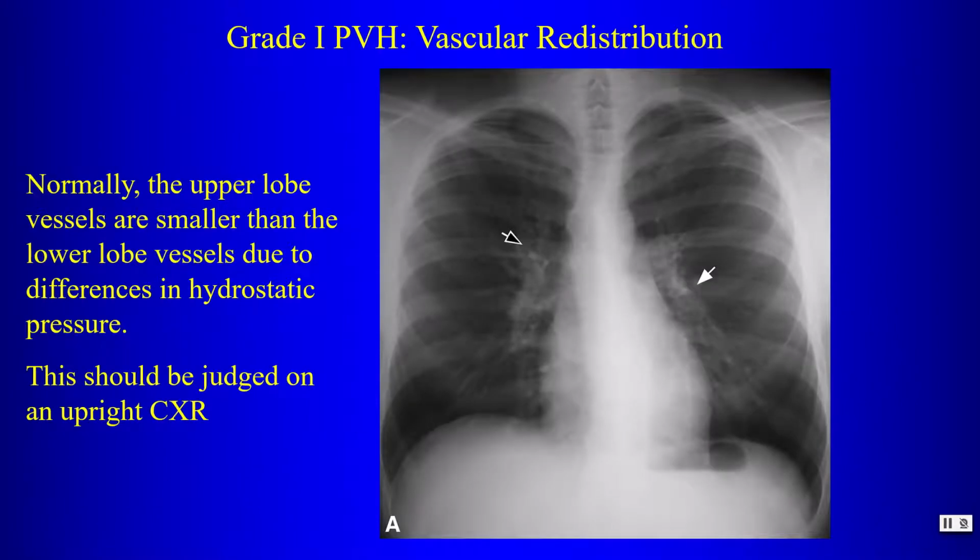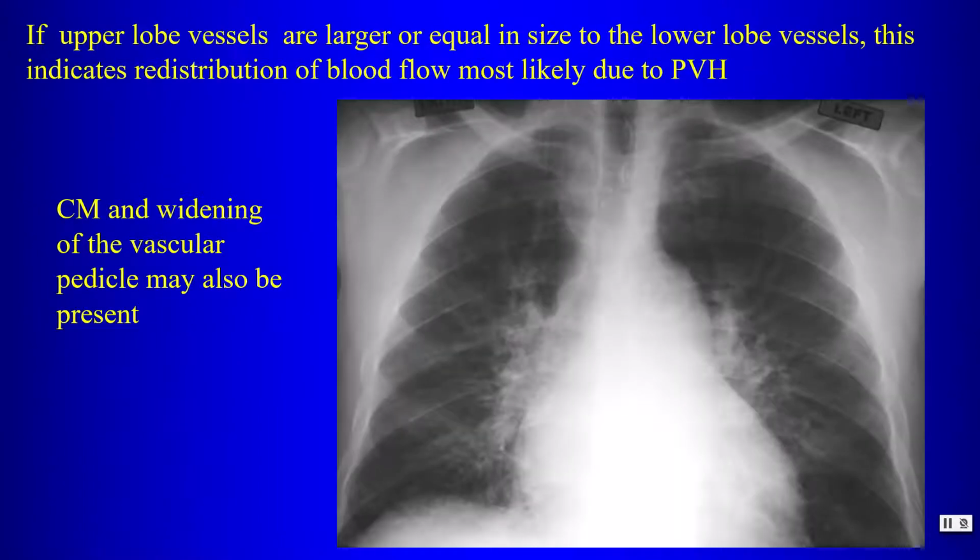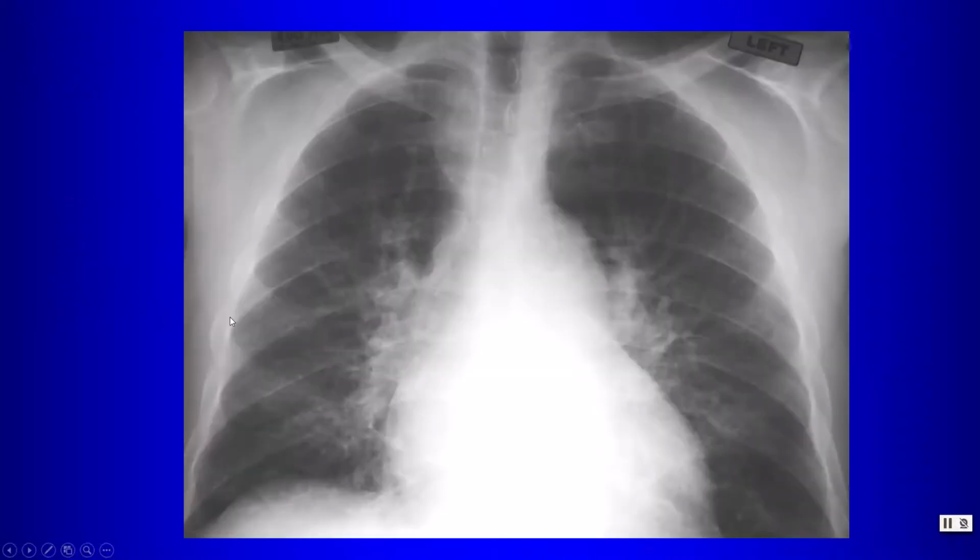So with grade 1 pulmonary venous hypertension, we get vascular redistribution. Normally, the upper lobe vessels are smaller than the lower lobe vessels, especially on an upright chest radiograph due to differences in hydrostatic pressure. However, if there is redistribution, then we will see prominence of the upper lobe vessels, and here we see this vessel here, which are really pulmonary venous branches. And there may be other clues that we're dealing with increased intravascular fluid volume or cardiac conditions like cardiomegaly and widening of the vascular pedicle.